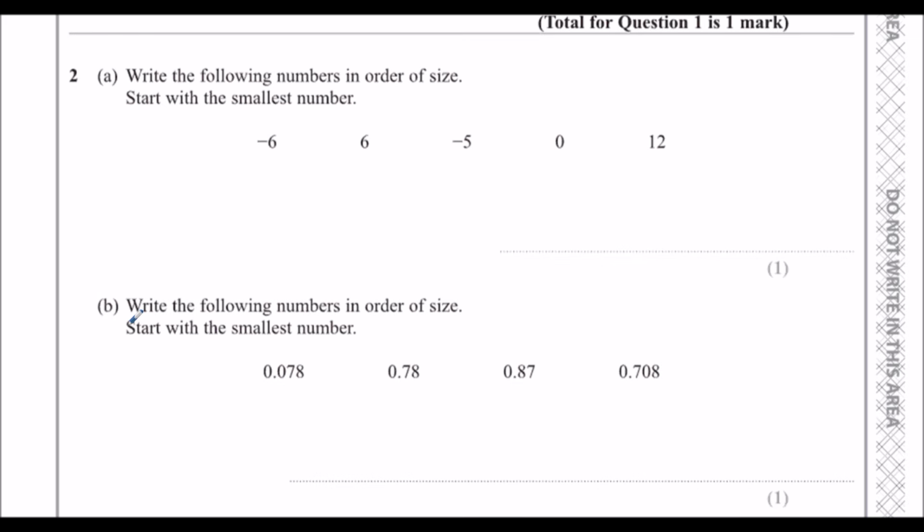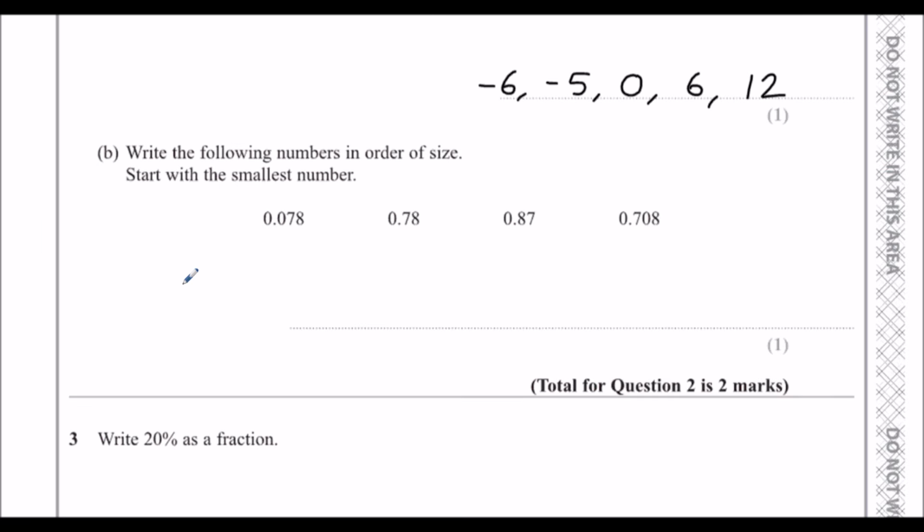Question 2. Write the following numbers in order of size. Start with the smallest number. So the smallest number is the biggest negative. So -6 is less than -5. So we're going to start with -6. Then the only other negative we've got is -5. Then 0. Then 6. And 12 is the biggest.